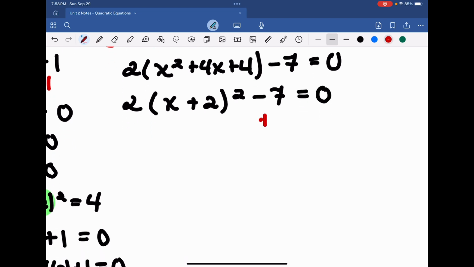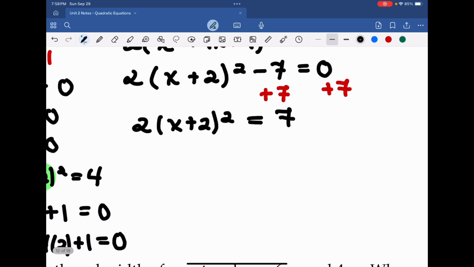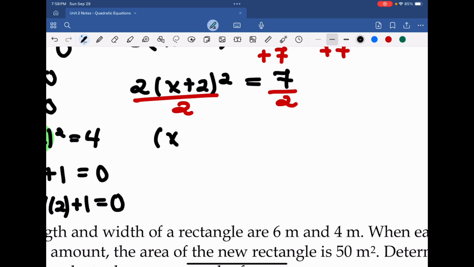Now, we have it in its vertex form. We need to add the 7 across, or add our q value. This becomes 2(x + 2)² equal to positive 7. We're going to divide by that coefficient term, divide by 2. When I divide by 2, it becomes (x + 2)² is equal to 7 divided by 2. Now we want to square root both sides.